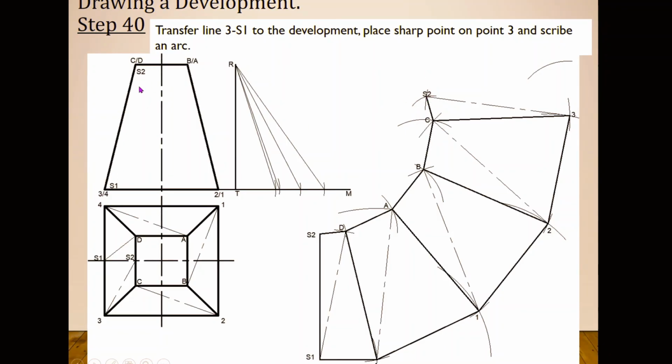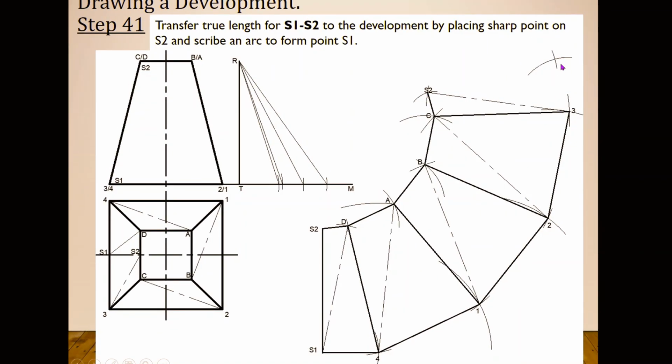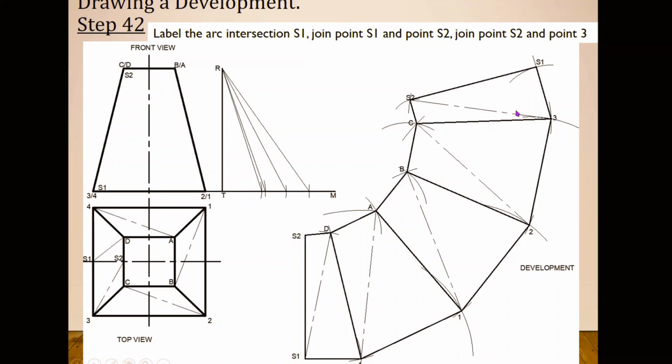You place your sharp point using a compass, you place your lead here, place your sharp point there, then you place your lead here, and then you describe an arc. Then point S1 will be established, and then you join your line. So this will be your development. When you're cutting, this line S1 will come in contact with this line S1. So this will be your seam. That's where you're going to weld your workpiece. So that is how you go about drawing a development of a square to square.